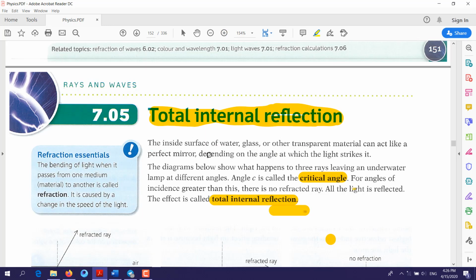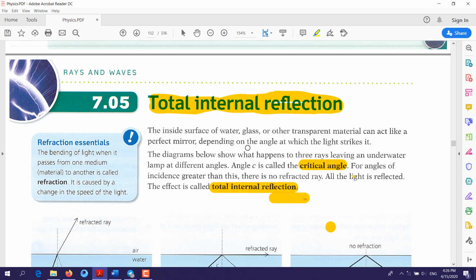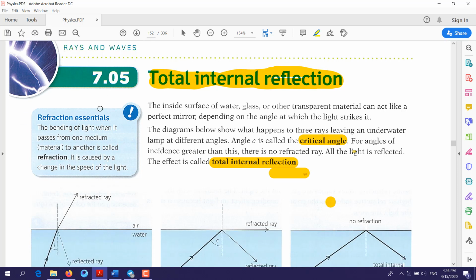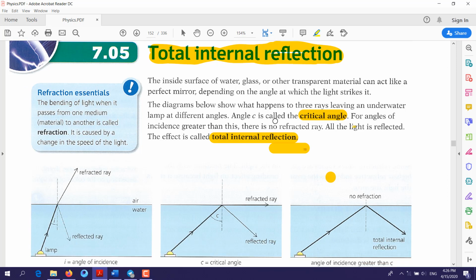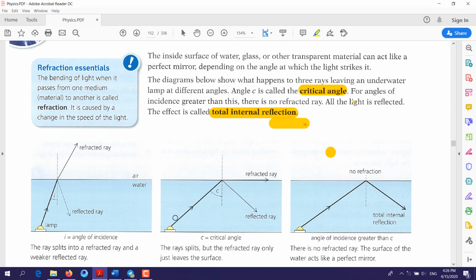The inside surface of water, glass, or other transparent material can act like a perfect mirror depending on the angle at which the light strikes it. In another meaning, what do you mean by it? Take a look at these three drawings. Here, what do we have? We have water, air, and the same thing for the rest of the drawings.